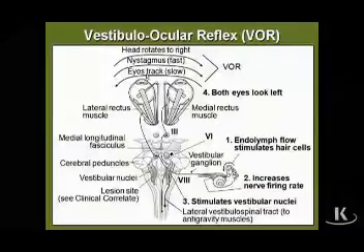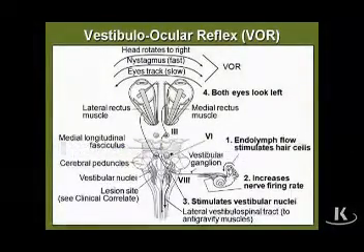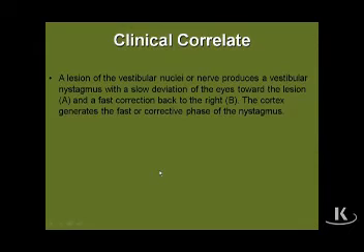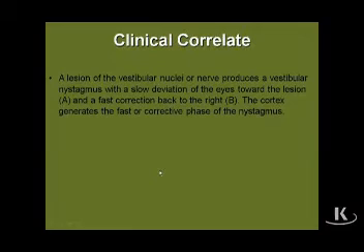So in our example here, as we'll see text-wise in a minute, if we have a lesion in the left vestibular nuclei, the fast phase of the vestibular-evoked nystagmus will be away from the side of the lesion, in this example, to the right. And that's exactly what's illustrated in the clinical correlate on the next page. A lesion of, in our example, the left vestibular nuclei will cause a slow deviation of the eyes toward the lesion, in this case the left, and a fast or corrective phase away from the side of the lesion, back, in our example, to the right.